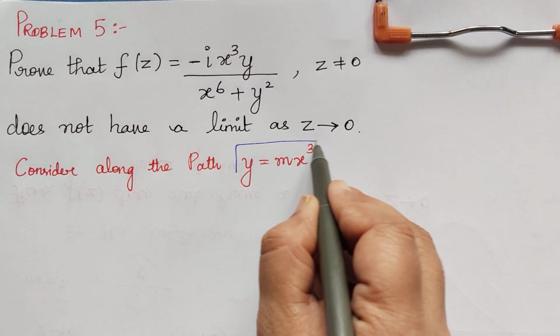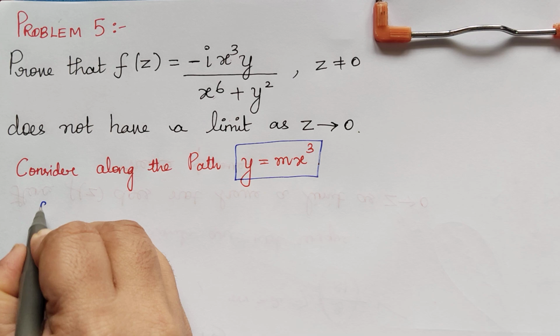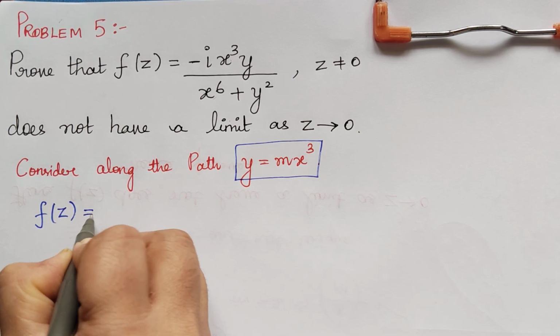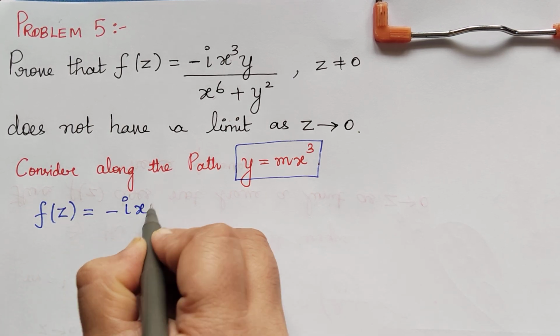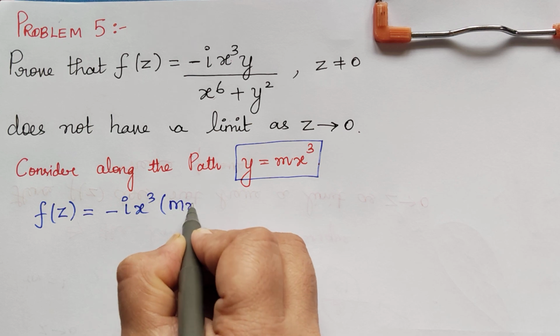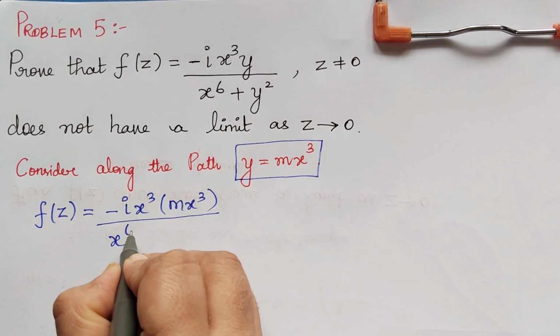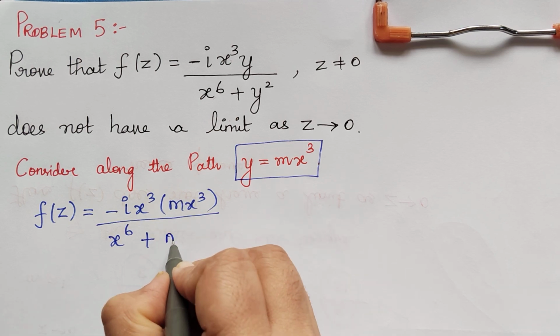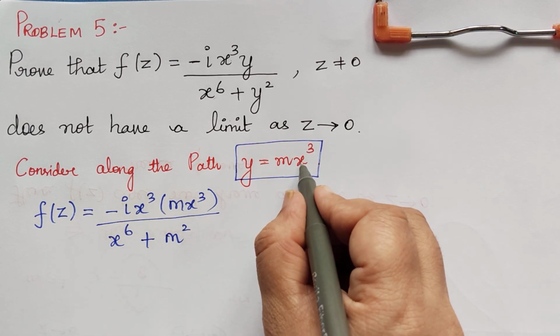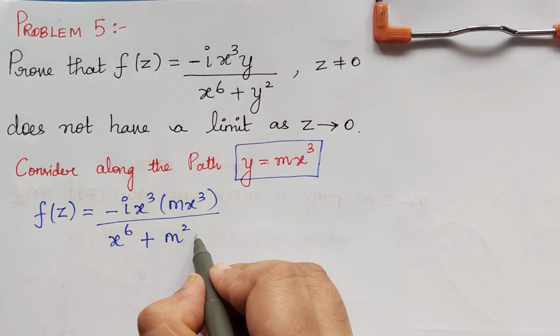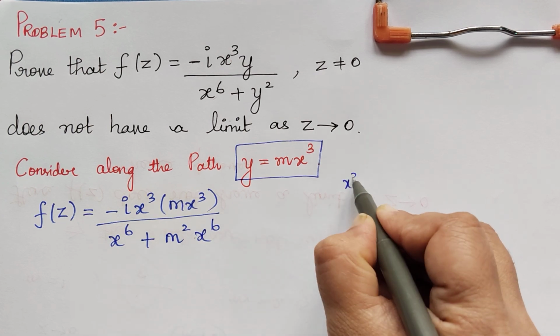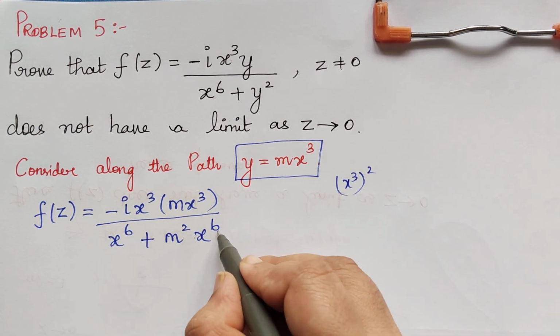So choosing y equal to mx cube, let us substitute it in f of z. So that will be equal to minus i x cube multiplied with mx cube, the whole divided by x power 6 plus y square. So it will be m square, and x cube square will be x power 6, because x cube the whole square is 3, 2 times is 6.